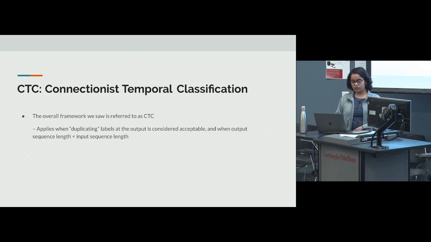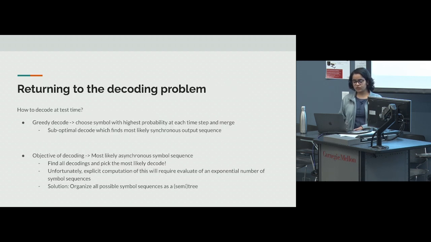That is when we allow the model to generate duplicate labels, and the output sequence length is less than or equal to the input sequence length. Coming back to the decoding problem, there was one problem that we talked about. How do you differentiate between repeated symbols and extended symbols? There's one more problem. When you are decoding at test time, at each time step, how do you decide which symbol to pick?